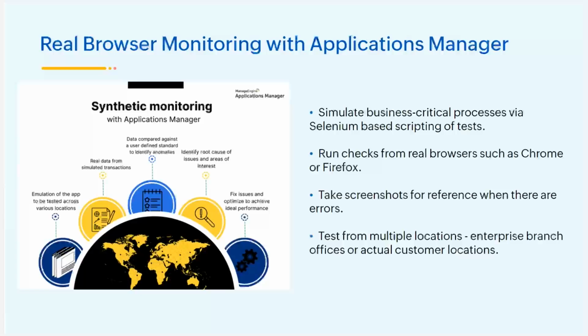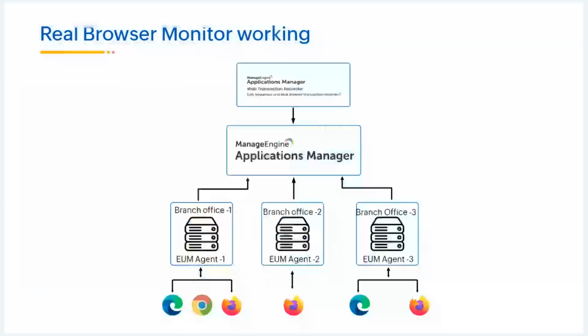So the main advantage of this synthetic transaction monitoring is that it enables testing from different locations, whether they be enterprise branches or actual user locations. To facilitate monitoring across multiple locations, we use end user monitoring agents. For example, if you are hosting an event at your office and have created a registration form, it is important that employees from all the branch offices can register without any issues. To test this critical workflow, you can use Applications Manager's real browser monitoring.